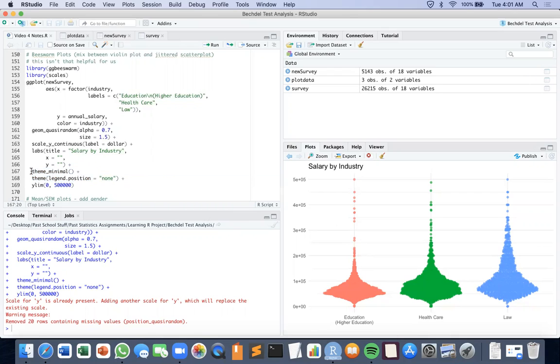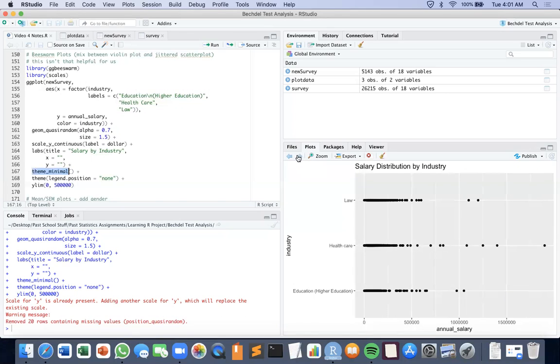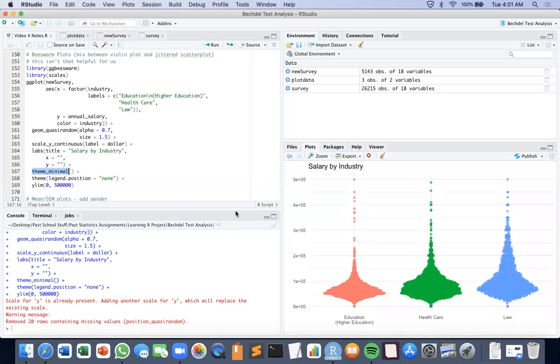But for example, this theme minimal, that's what made our background nice and white. If you notice, a lot of the graphs have a weird gray background, all of them actually. But if you use this minimal theme, they'll have a nice white background. I think everyone agrees that looks nicer. And it gives you the default red, green, blue colors. And there are other themes you can use that'll make your graphs look nice. They'll give you different color schemes.